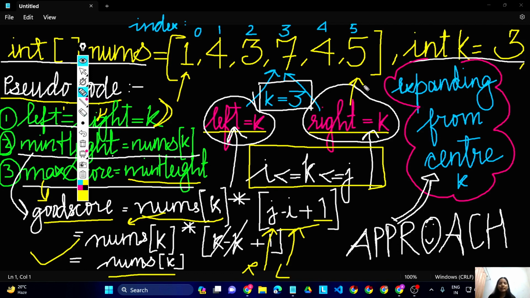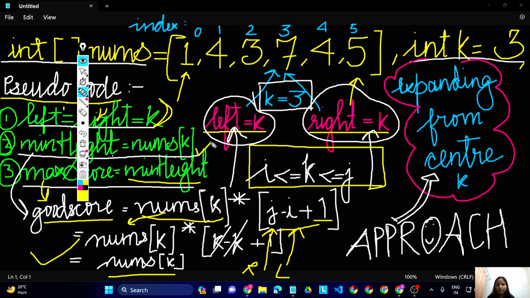So we'll have to handle expanding left or right accordingly. Okay, our potential challenge could be handling cases where elements around k are very large or very small, which could affect the score calculation. So to summarize, we start at k, expand both left and right. Each step we update the minimum height.